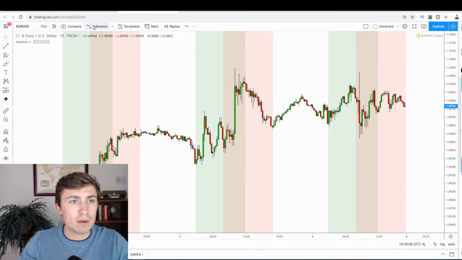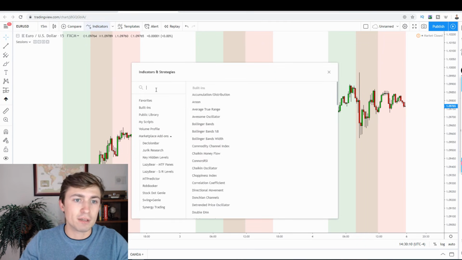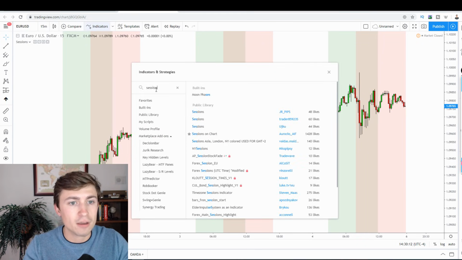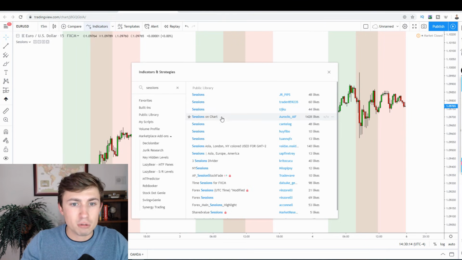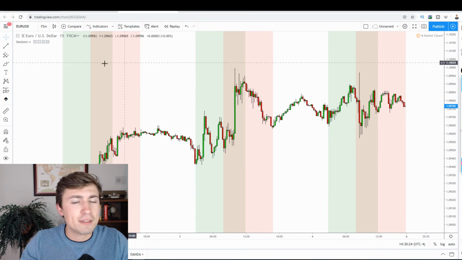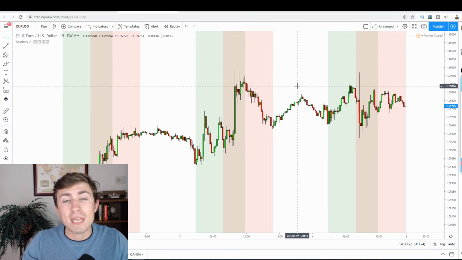And to get that, I went to indicators. This is something free. And just look up sessions, okay? Sessions. And come down to here, I've got it favorited. Sessions on chart by AUROX_AIF. Whoever made this, thank you very much. This tool is awesome. And you can see if you click on this, it pulls up this thing which separates the different major market sessions.